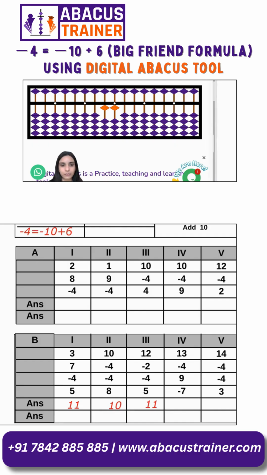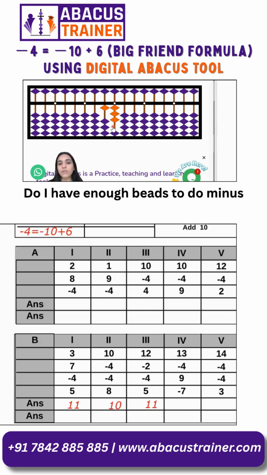Okay. Next question. 13 minus 4. Do I have enough beads to do minus 4? No. So big friends formula of minus 4: minus 10 plus 6 and then plus 9. Formula of 9: plus 10 minus 1 and then minus 7. My answer is 11.